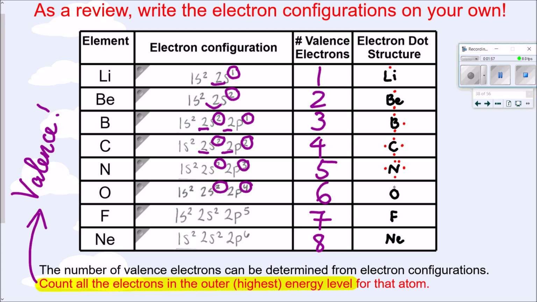Oxygen has 6 valence, so I would draw my first 4. The fifth would go with the first, and I'm actually going to put the 6th down here so that I have 2 pairs of electrons on top and on bottom, so it balances out, and 2 lone electrons on the sides. Fluorine has 7, so 1, 2, 3, 4, 5, 6, 7. And then neon has 8. 1, 2, 3, 4, 5, 6, 7, 8. This is the pattern that we use to draw electron dot structures.